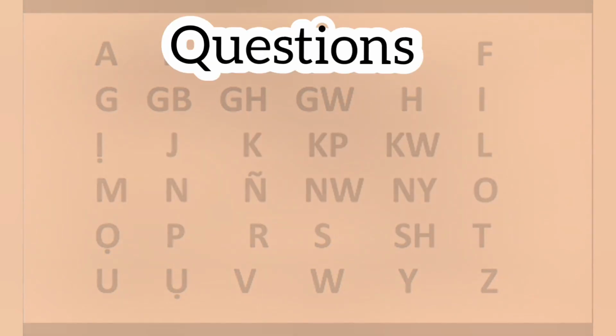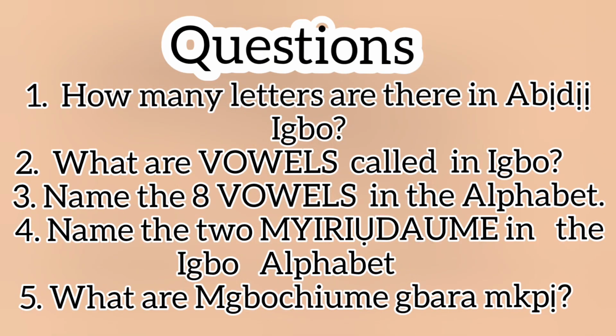Now we know all the letters of the alphabet. It's time for us to have a short quiz before we come to the end of this video. Here are the questions. 1. How many letters are there in Abịdịị Igbo? 2. What are vowels called in Igbo? 3. Name the 8 vowels in the alphabet. 4. Name the 2 Ñụrịa in the Igbo alphabet. 5. What are Ụgbọ Barambi?